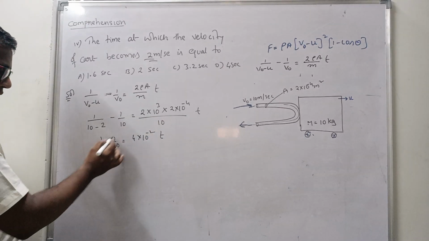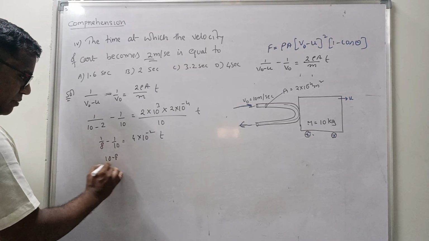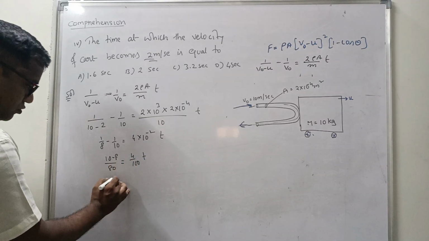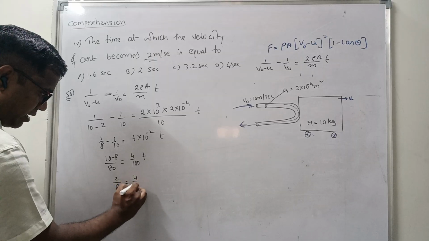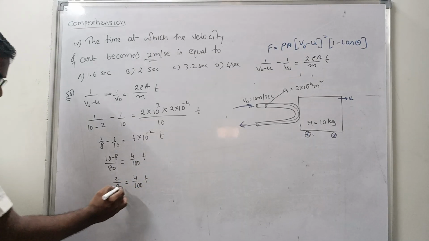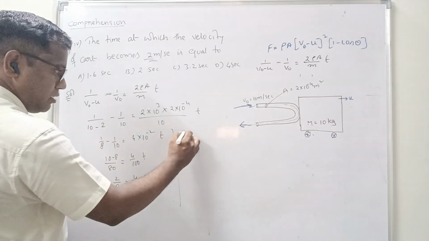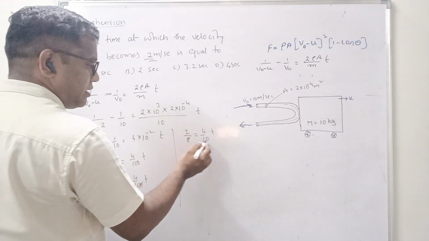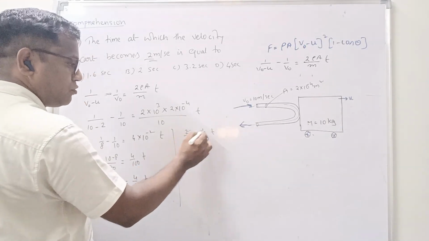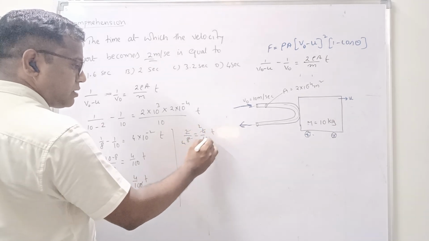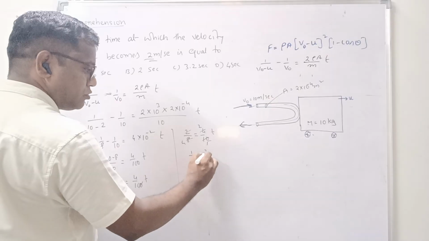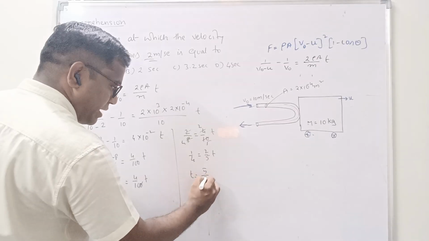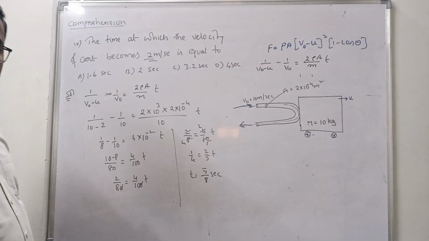I will do generally cross multiplication here. So (10 minus 8) by 80 is equal to 4 by 100 into t. So here it is 2 by 80, which is equal to 4 by 100 into t. So the 10s cancel. So how much will you get? 2 by 8 is equal to 4 by 10 into t. He's asking the t value. Again, if you want, you can do 2, the 2s will cancel: 2 4s, 2 5s. So here 1 by 4 is equal to 2 by 5 into t. So we can write t is equal to 5 by 8 second.